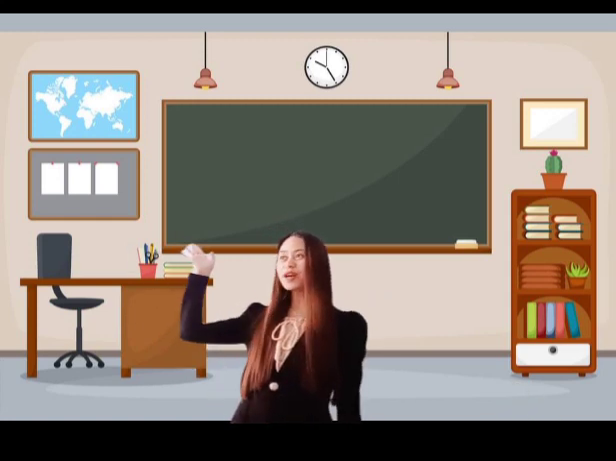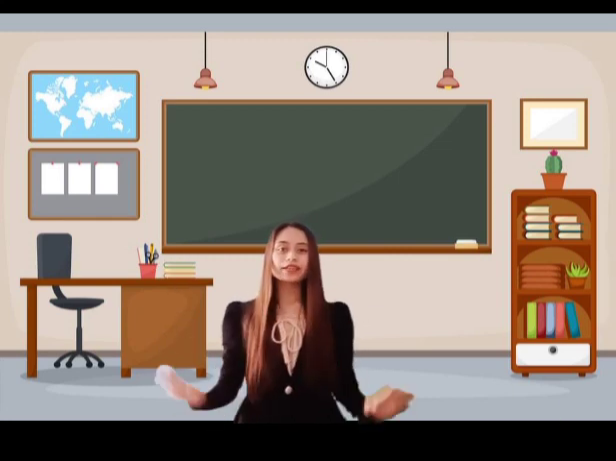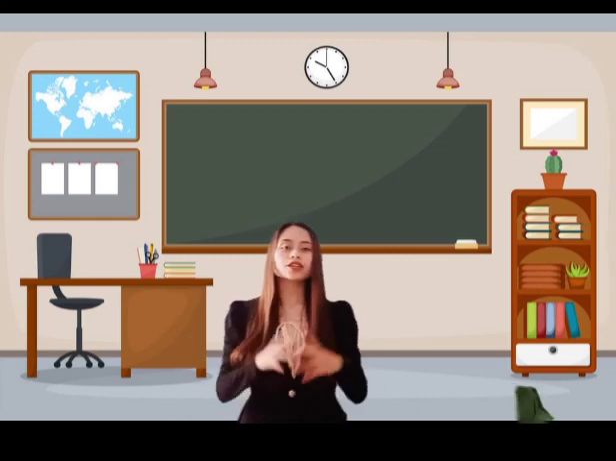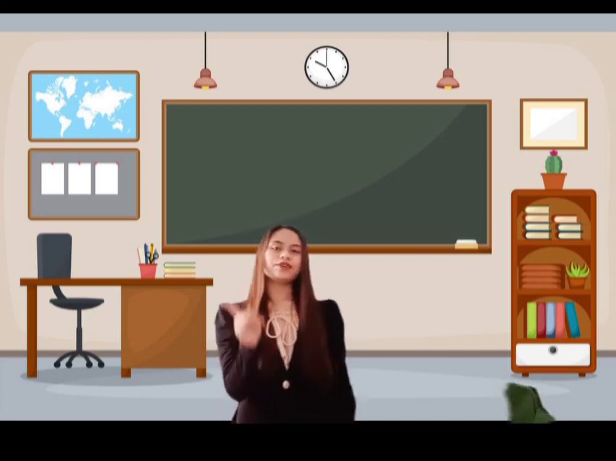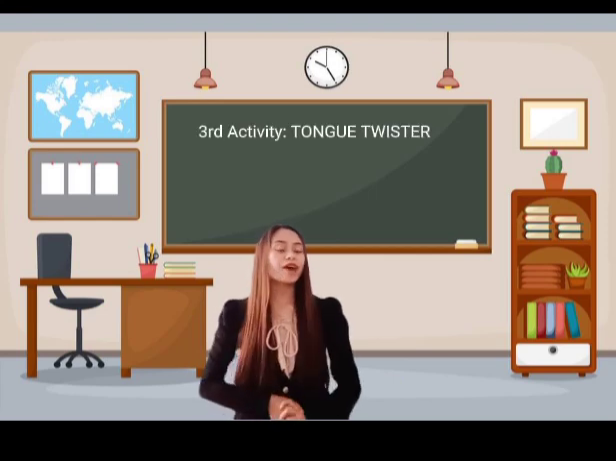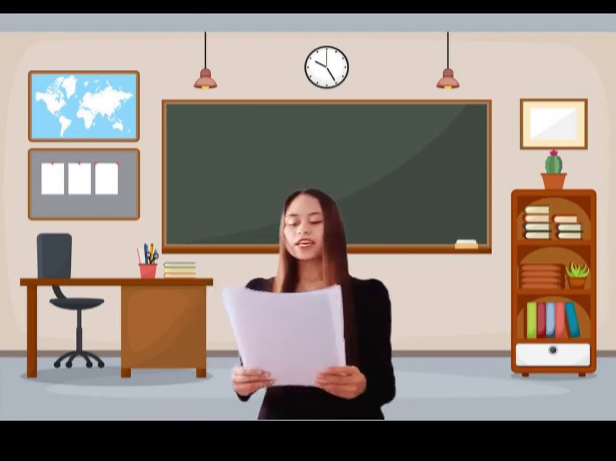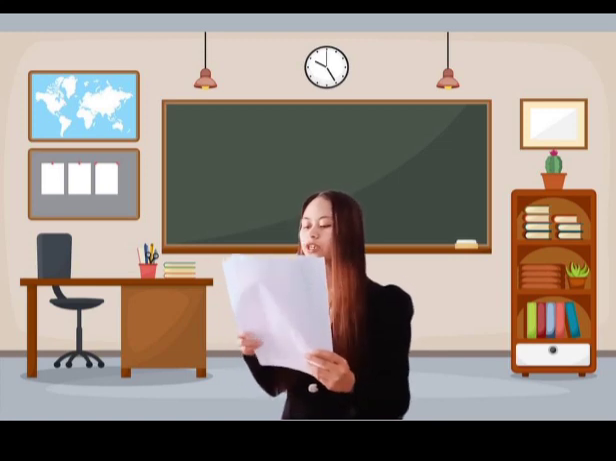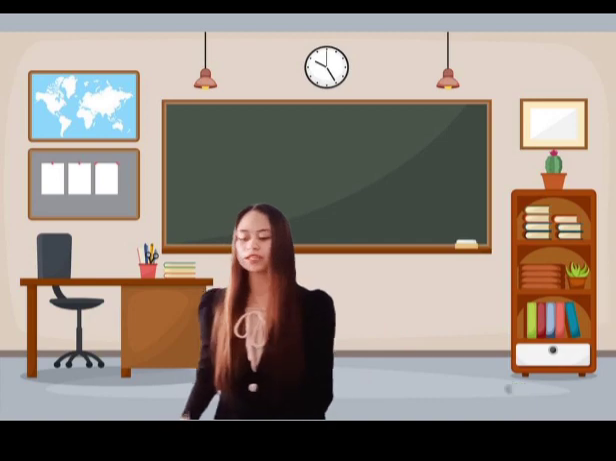Please raise your answers. Alright, everyone got the correct answer. Mary washed her dog Brownie. So that is letter C. Very good. For our last activity, we will have a tongue twister. We're gonna practice your pronunciation as well as your tongue. I have here the copy of the tongue twister and I want you to read them. Read them and practice.